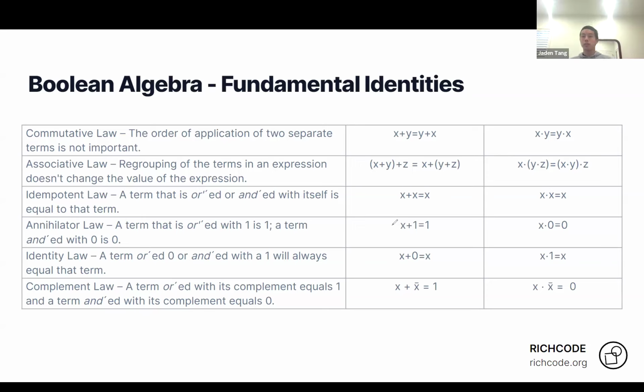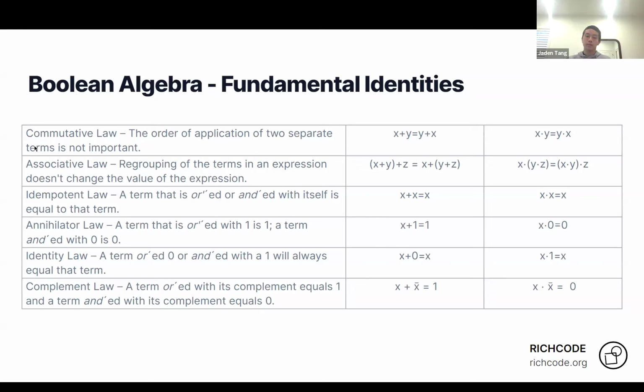And the identity law basically means if a variable OR 0, that always gives you the variable, since ORing a variable with false is like not having that term at all. And the variable AND 1 will always equal that variable, because ANDing with true, the output is still only true if x is true. So if x was true, then x AND 1 is true. If x is false, x AND 1 is false, which means x just stays the same if you do AND 1.